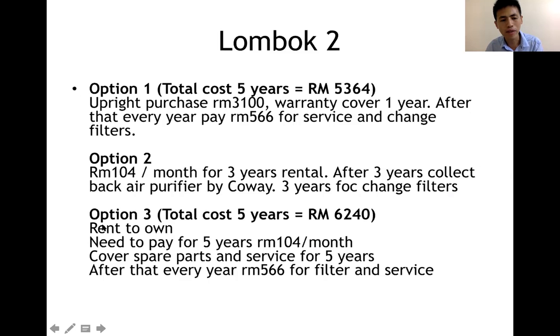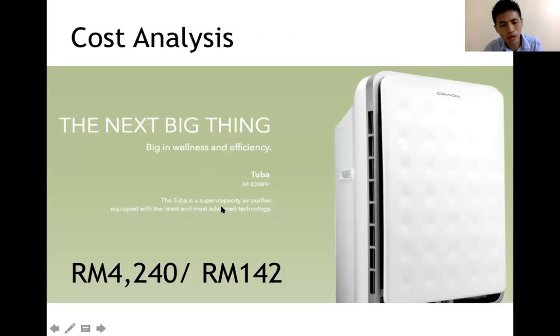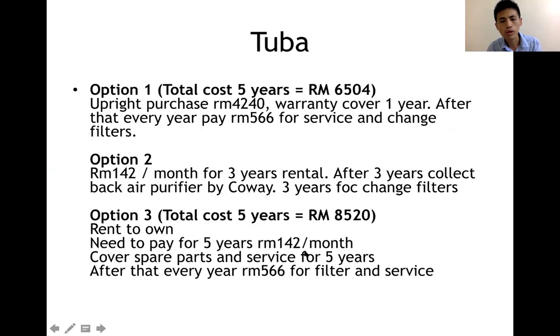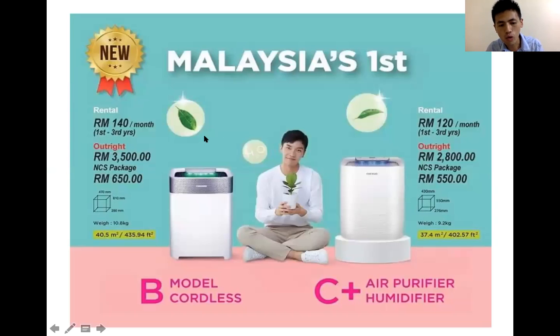Option number 3, rent to own. You pay 104 ringgit per month, every month, for 5 years. During the 5 years, there is free service and free change of filters. All in, you are paying 6,240. This is a higher model, a better one. It costs 4,240 to pay upfront. If you rent it, it's about 142. So again, option 1, 6,005. Option 3, 8,005. What about Kuku?